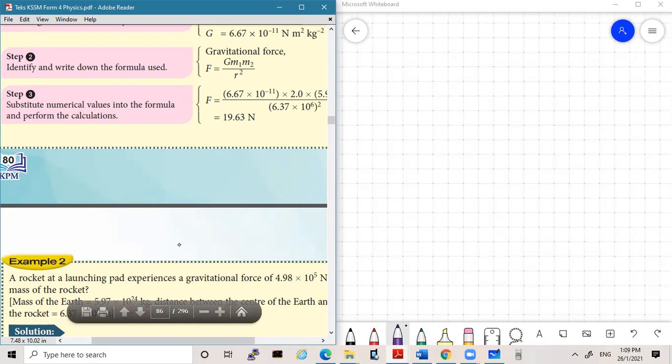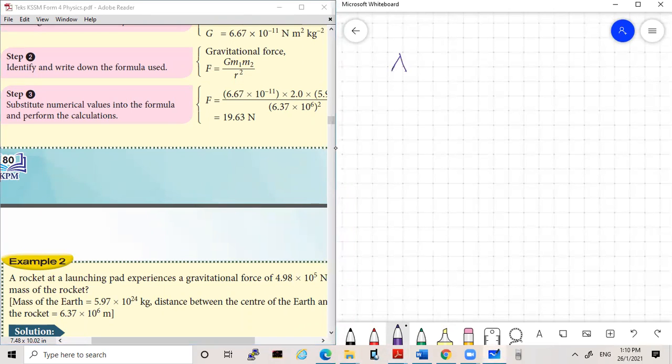A rocket at a launching pad. Again, just like I told you before, if we want to solve any physics problem, it is better for you to draw a simple diagram that shows the situation. A rocket at a launching pad experiences a gravitational force. So at the launching pad, we have a rocket. Just draw a simple rocket.